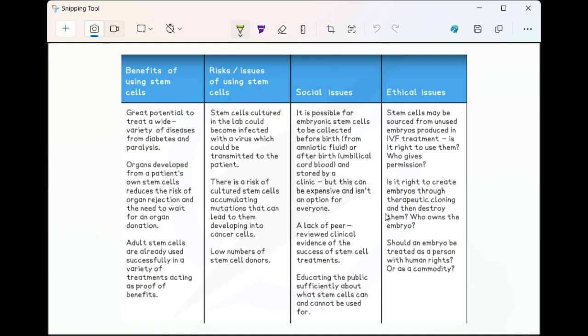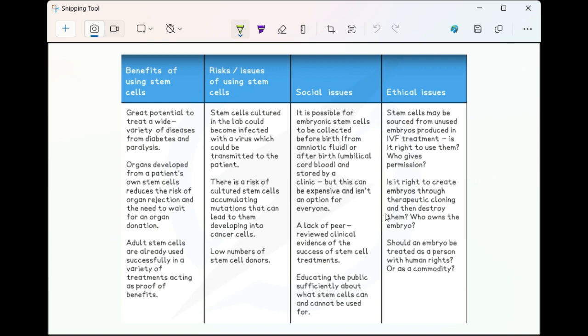You also need to know two examples of stem cells being used. The first one is type 1 diabetes, where stem cells can be used to create pancreas cells, which can release insulin. Also, for paralysis, stem cells can be used to create nerve cells so that a person can move again. The last part about stem cells is the benefits and drawbacks of using stem cells. So obviously the main benefit is they can turn into any kind of cell. So it can cure things like diabetes or paralysis.